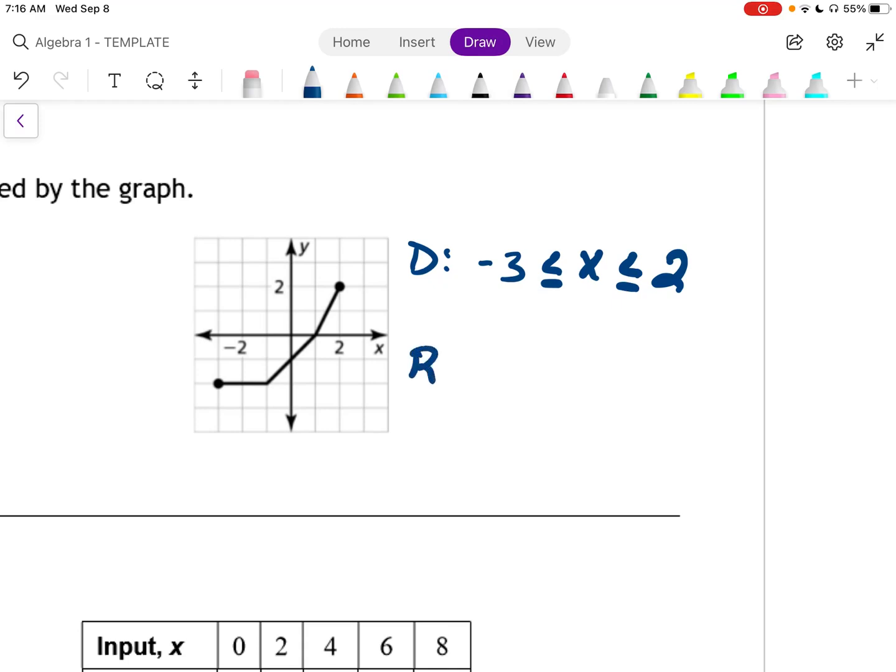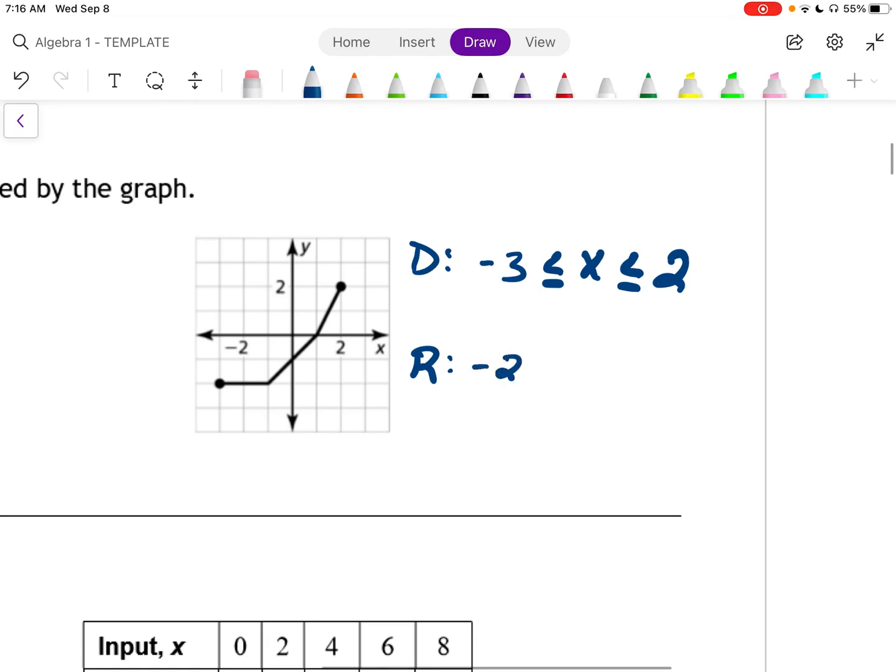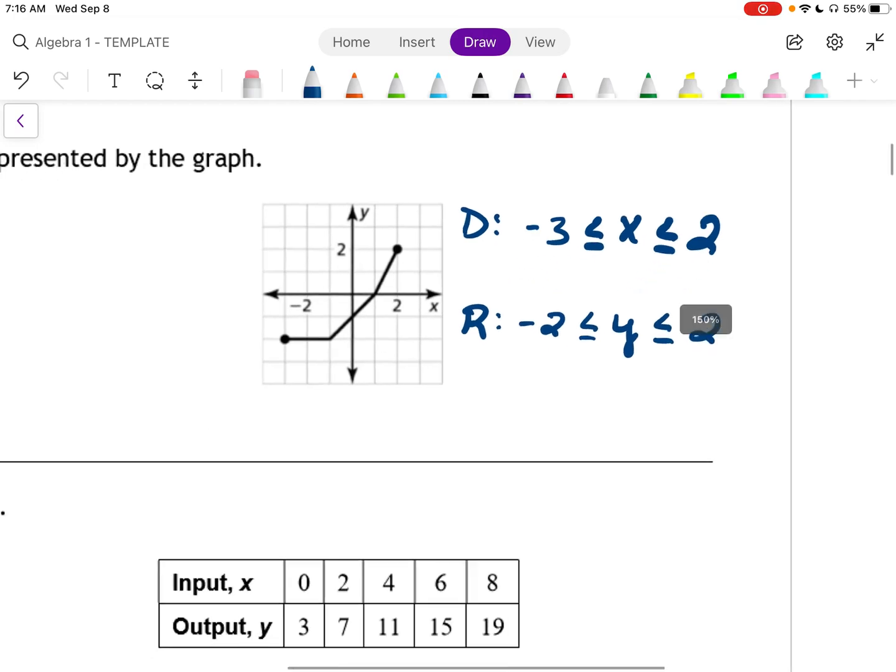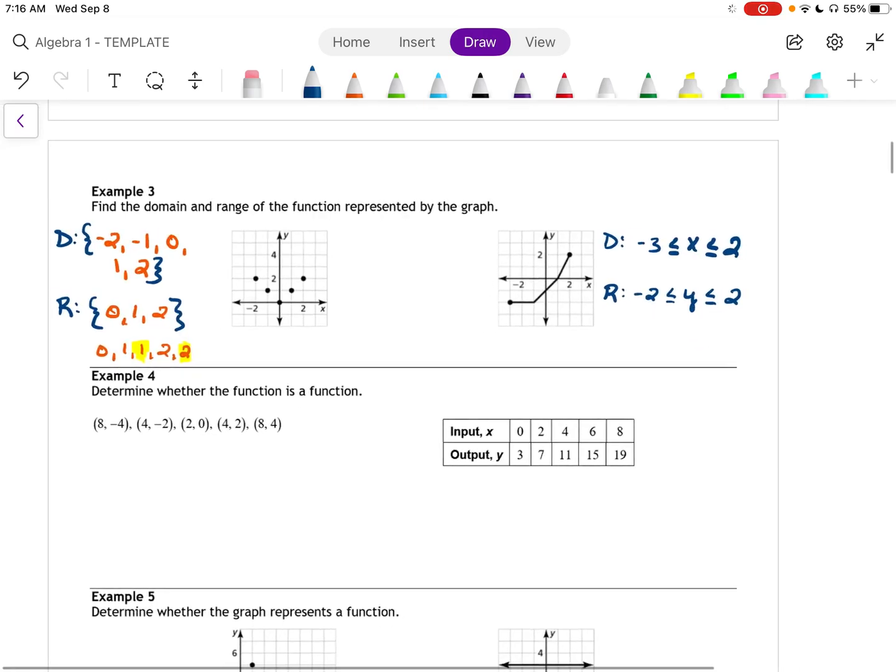Now for my range, I do the same thing from bottom to top. So I start off at -2, it's a closed circle, so less than or equal to y is less than or equal to 2. So that's that.